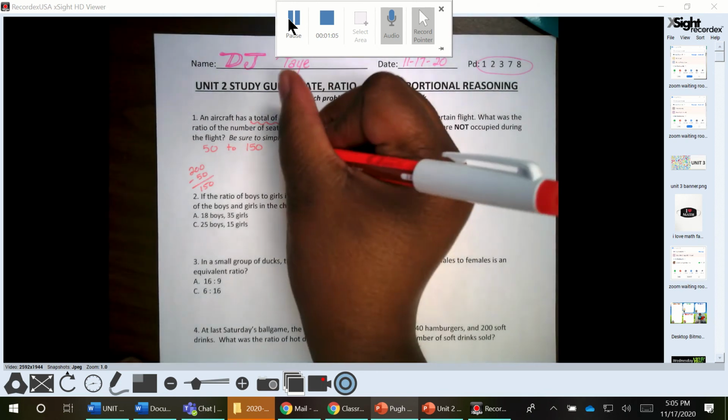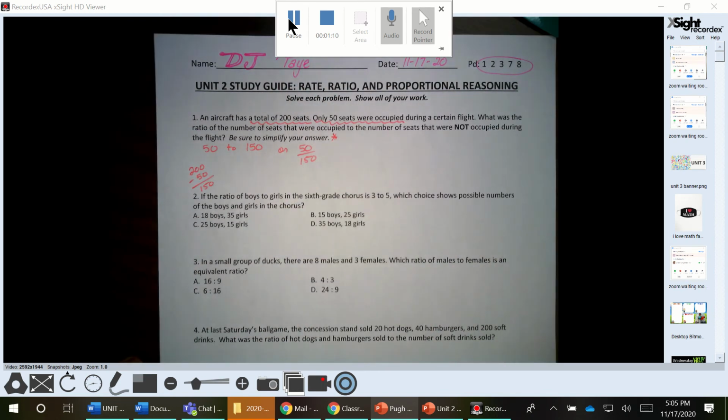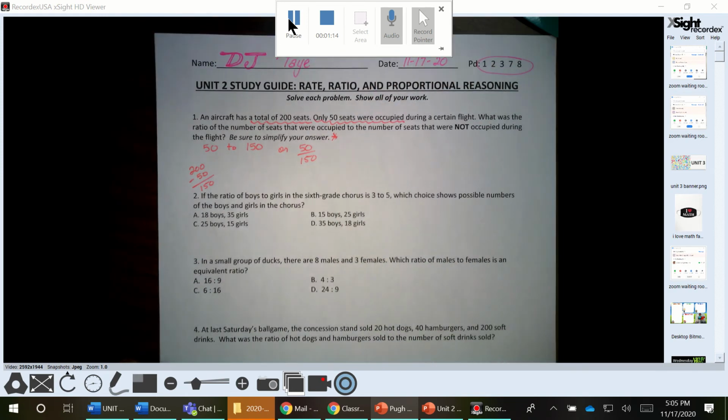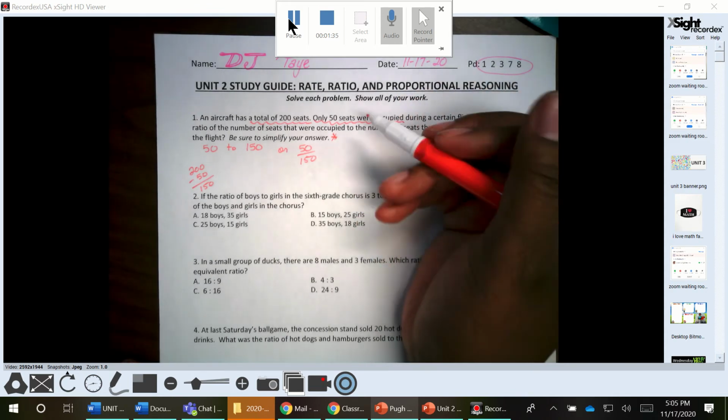Or it can be written as a fraction, but I'm not done yet because it says to make sure I simplify my answer. So I have to find out what is the greatest common factor between 50 and 150. That means the biggest number that can go into 50 and it can go into 150. And if you remember, I gave you guys a little tip and I said to always look and see if the numerator can go into the denominator evenly, because then you found your greatest common factor. So in this case, 50 can indeed go into 150.